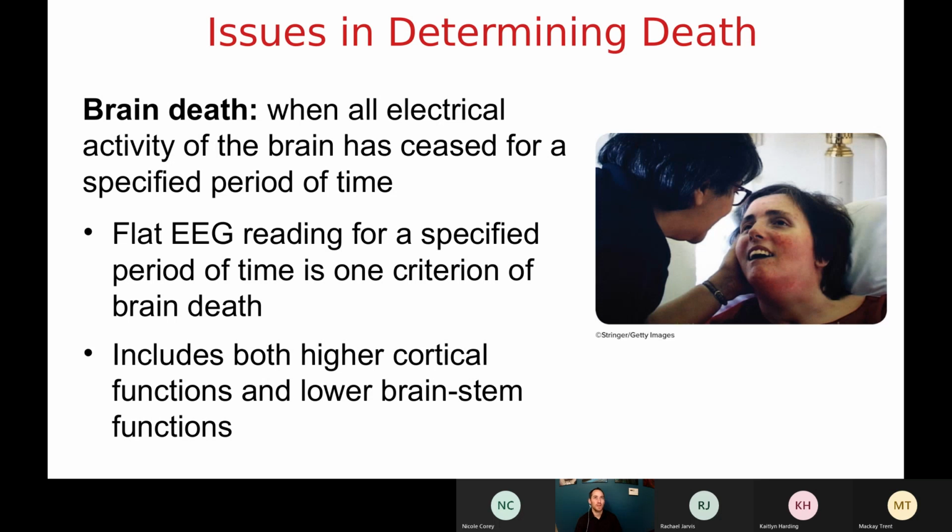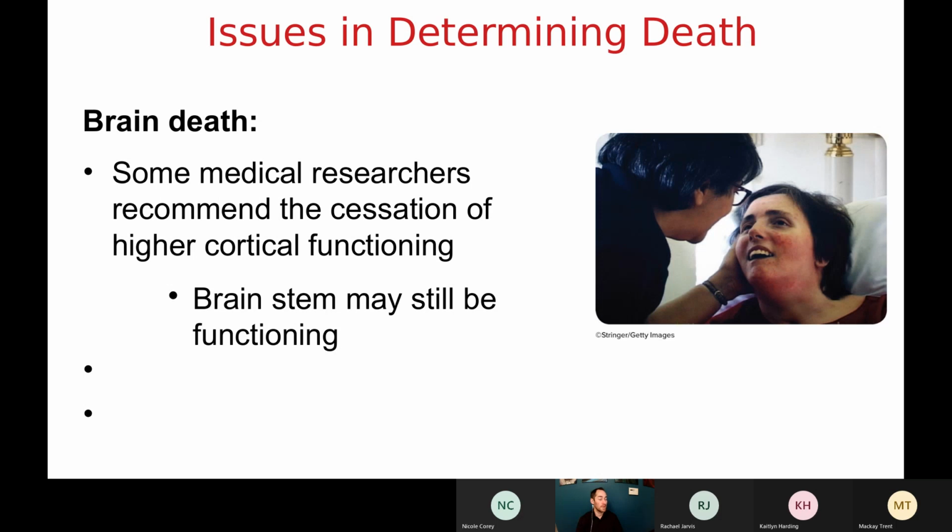I guess I could assume it could be possible, depending on the injury, that you could have lower brainstem function cease, but higher brainstem function or higher cortical functions, some of them work, but it's got to pass through the brainstem. So maybe that's not the case. Yeah, anyway, but that is brain death. But it isn't totally agreed upon.